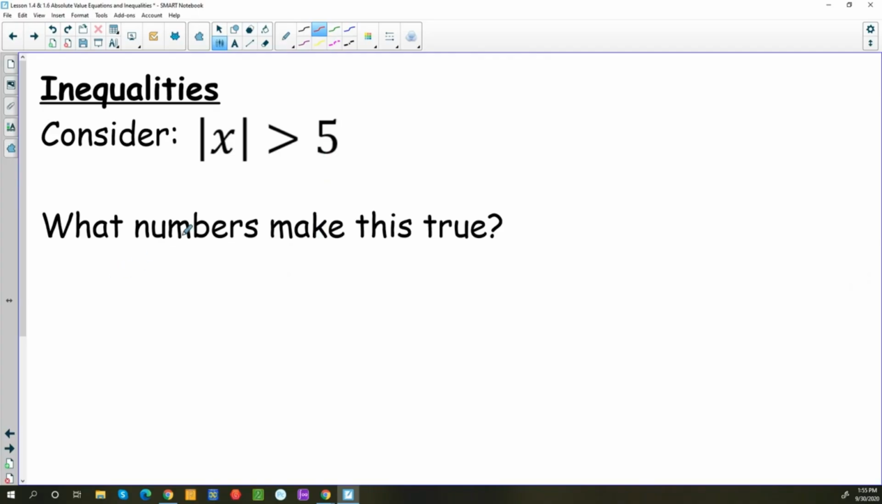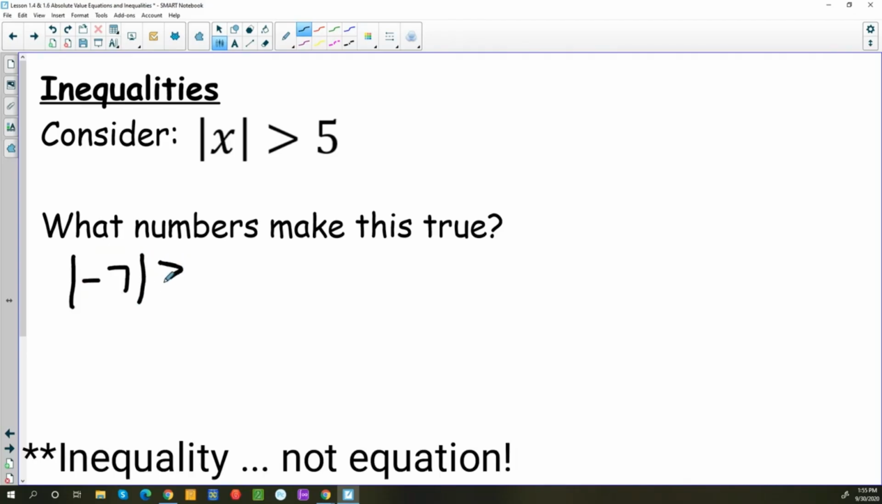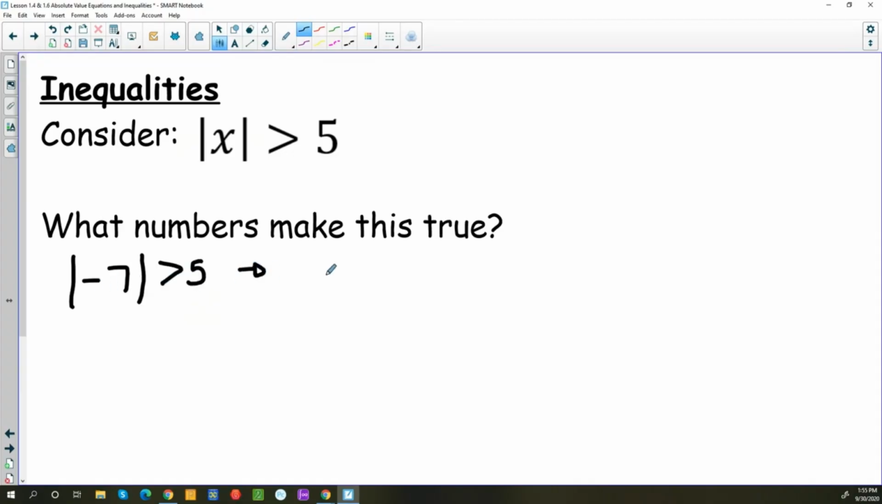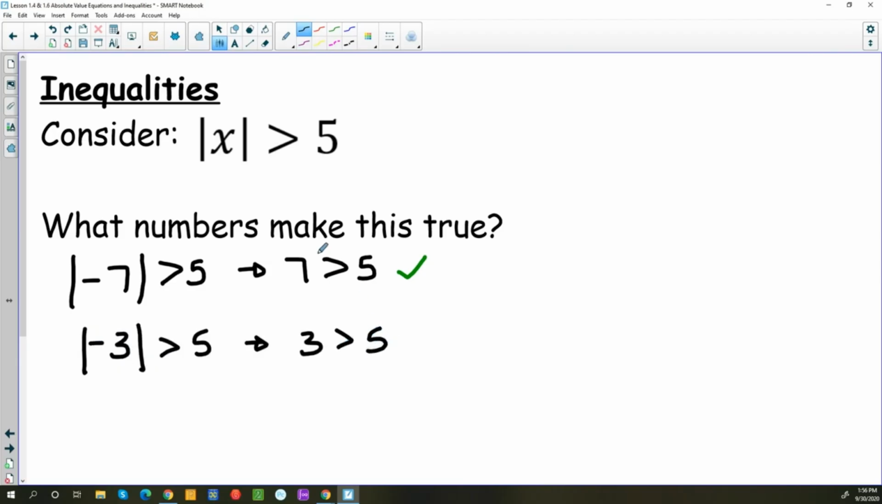So if I were to plug in, say, -7. If I were to plug -7 into this equation, is this true? It is, because what's the absolute value of -7? 7. And 7 is greater than 5. So what happens if I plug in -3? Is 3 greater than 5? No.